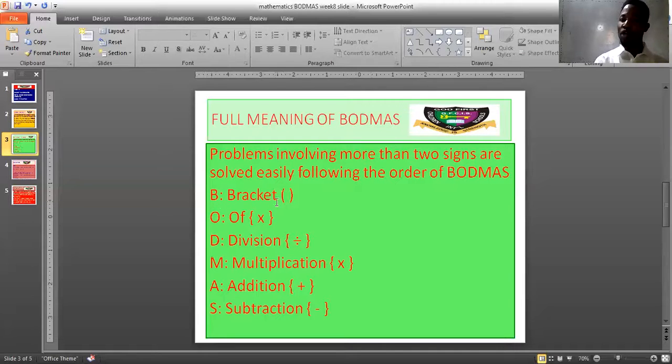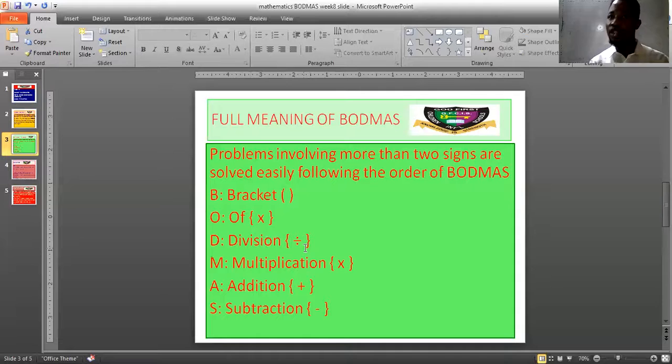First, you are supposed to solve what is in the bracket. You solve what is in the bracket first, followed by of. If there is an of in that problem, after you have solved what is in the bracket, you then change the of to multiplication. Of in any mathematical problem means multiplication. Then after you have done the of, you go to division. After bracket, of, the next thing is division.